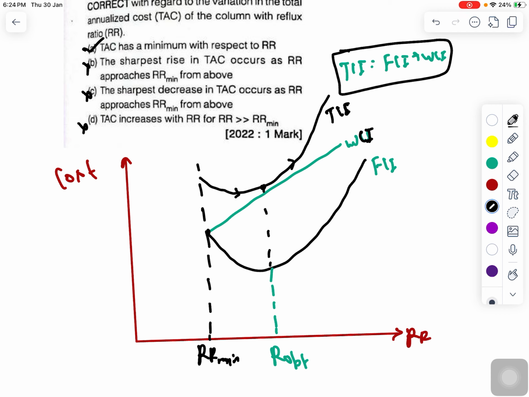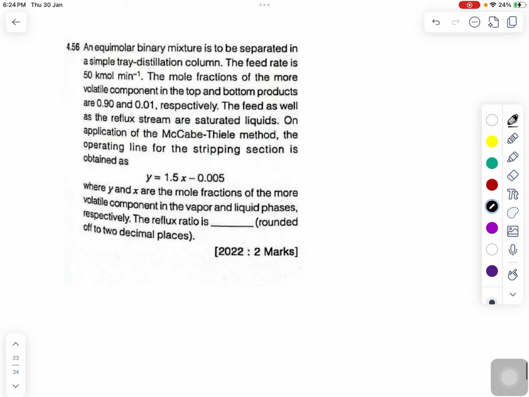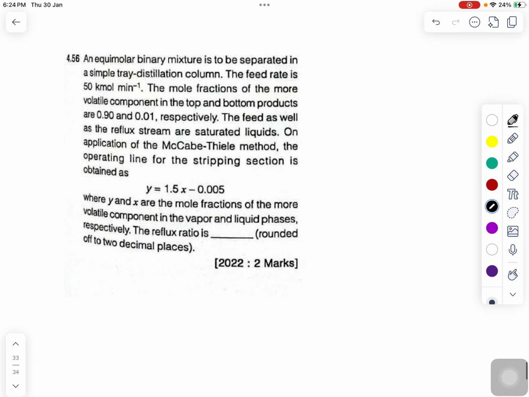So this is a very good conceptual question, but again you have to understand the logic behind it. If these kinds of questions come in the examination, you have to think a lot. Now coming to the next problem, the question says that an equimolar binary mixture is to be separated. So if I am talking about an equimolar binary mixture, the feed composition of the more volatile component, XF, I am assuming is 0.5.